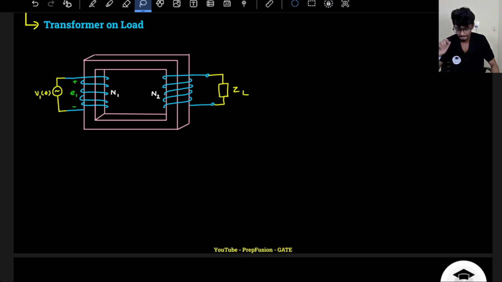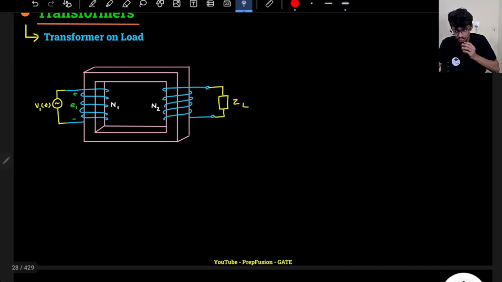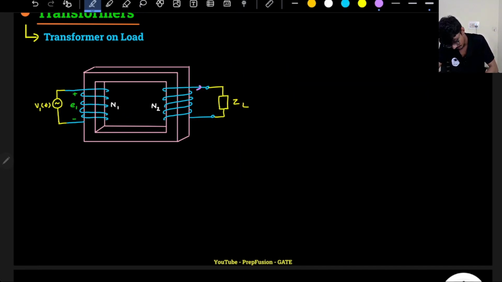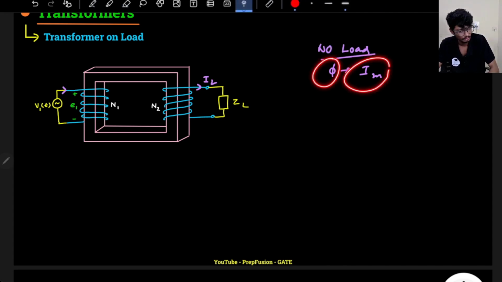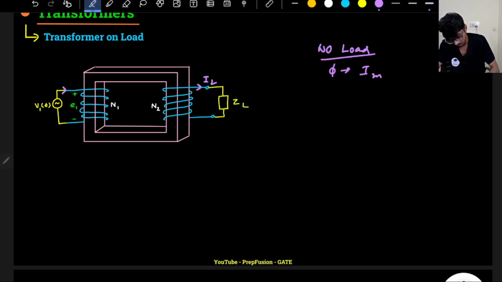I was discussing that once we connect a load, a current will flow through the secondary, this I2. A current in the secondary will flow, and already current in the primary is flowing. What is that current? Initially, if the load was not connected, then I had to develop the flux phi in the core. What was responsible for developing that flux? The magnetizing current Im. So initially, when no load was there, the flux was developed due to the magnetizing current Im. So the current I1 was equal to Im only at no load.